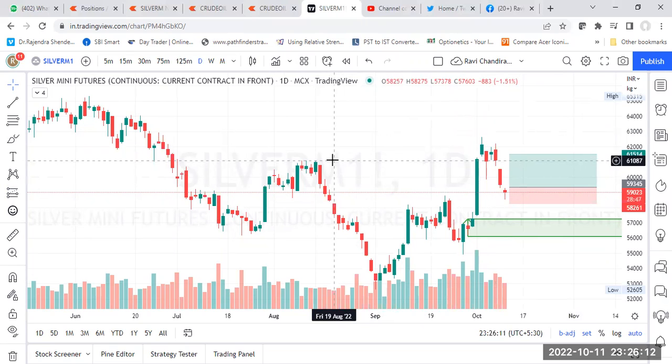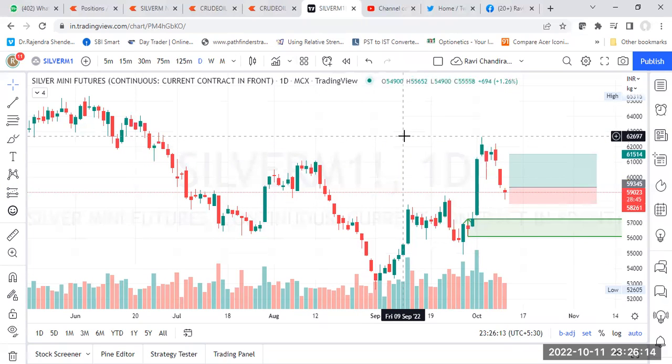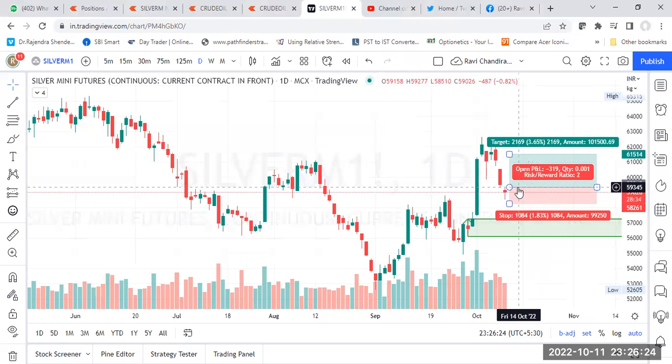And if the price breaks out above this level, 62700 level, then I may consider looking at it again as a breakout trade. But till then, even this much of a profit is good for me, because if you look at it, 59378, 61547. So 59, 60, 61.